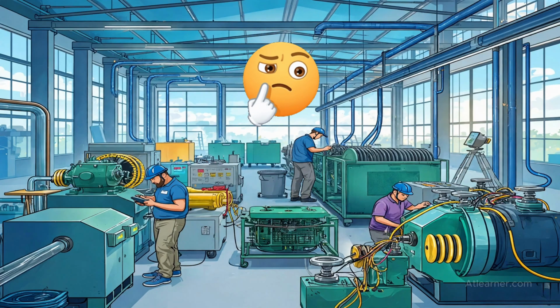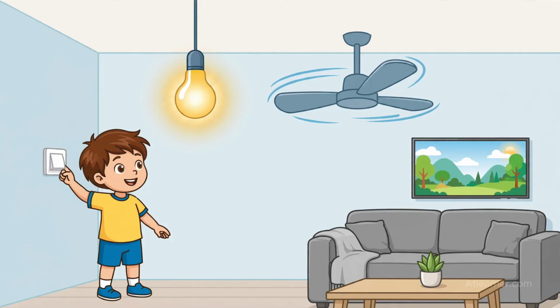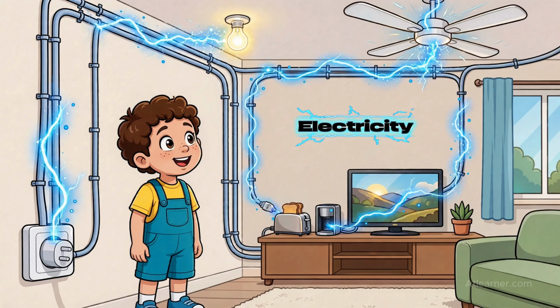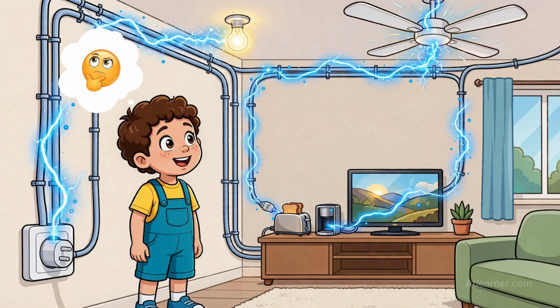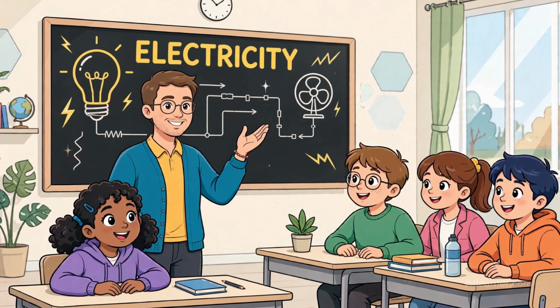Have you ever wondered how these big machines in the company work continuously? Even in your home, just by turning on a switch, the fan starts rotating, the bulb starts glowing, and so on. We know it's all because of electricity, right? But actually, what is electricity? How is it produced? And how does it reach our homes? We will discuss all these questions today.